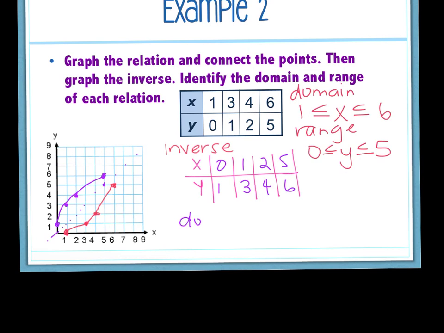Okay, so now inverse. So domain on the inverse would be? 0 is less than or equal to x, which is less than or equal to 5. Good. And then the range? 1 is less than or equal to y, and y is less than or equal to 6. Perfect.